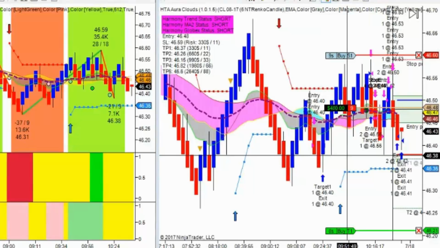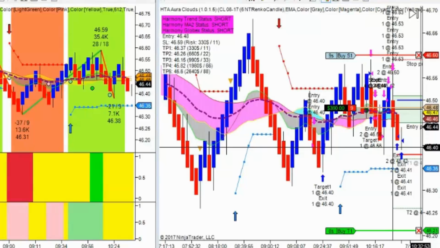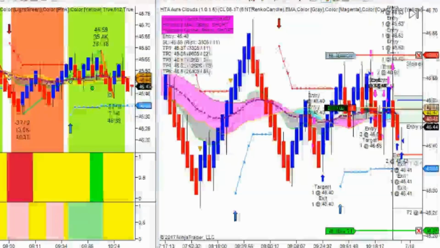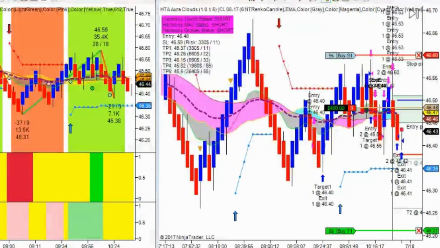Alright, so the key is a simple one. We really need to break 46.38. We need to start testing 35. Right there, most likely the price is going to pause a little bit. They tend to pause, unless there's a lot of momentum, then it'll slice right through it. And start looking for target number 2. Target number 2 is 46.26.